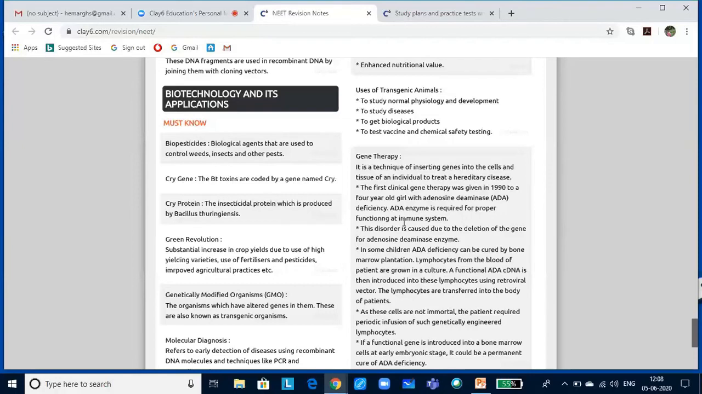The animals are made transgenic to know the biological effect and result, and also to study diseases. We also use transgenic animals to obtain biological products like alpha-1 antitrypsin, which is used to treat emphysema, and proteins for the treatment of PKU and cystic fibrosis.